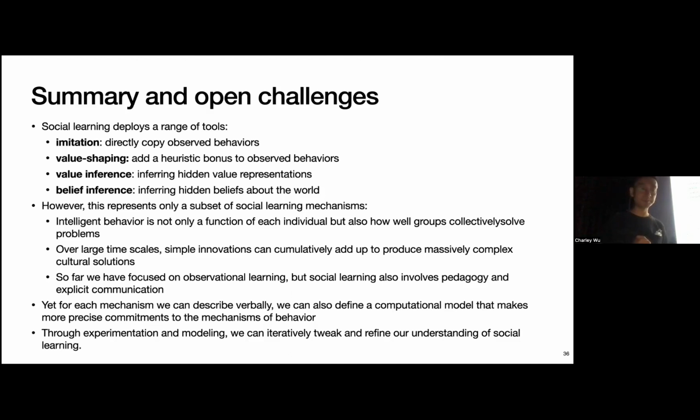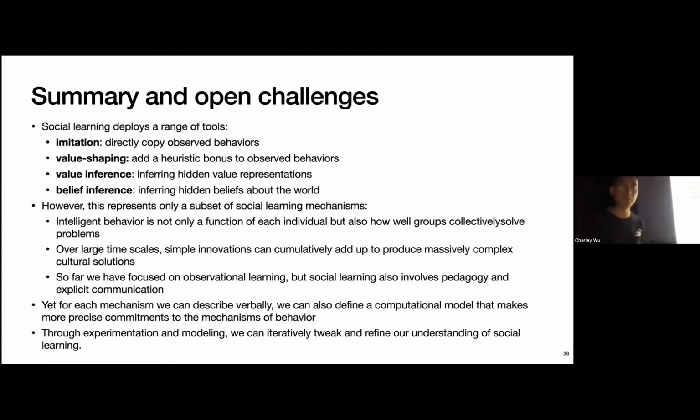solve problems. And these models here have only really looked at small timescales of learning. But another important aspect about human social learning and also just social learning in general is over large timescales, right? Really long timescales where simple innovations can cumulatively add up to produce massive cultural solutions, massively complex cultural solutions, like the evolution of computers or hammers from Eleanor's talk yesterday.